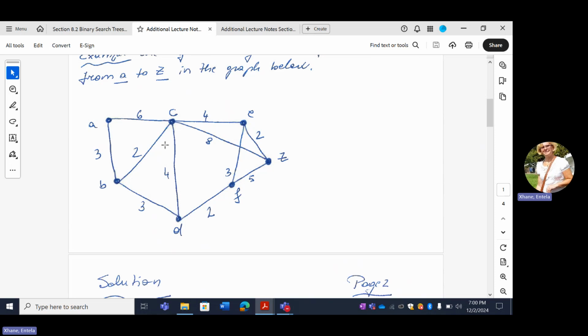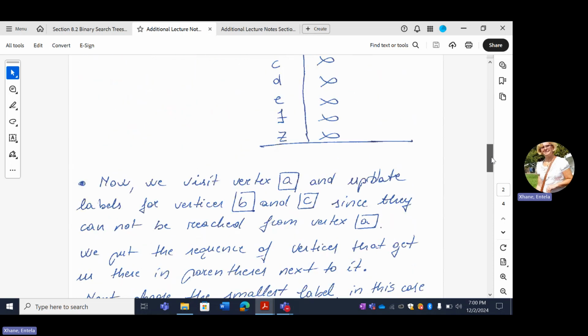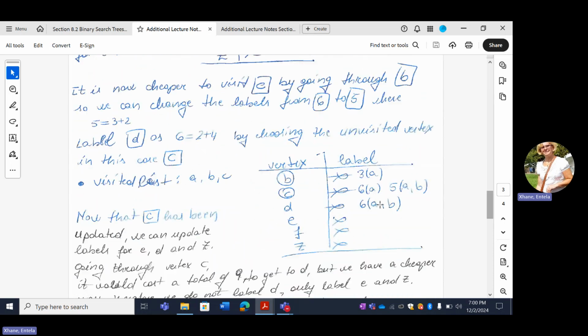That is one option. Or I can do A, B, and then D, and that's 6 units. So therefore, it's the better path. So I'm going to update D as 3 plus 3, which is 6. So I reach D from A and B. So let's go back. I reached D from A and B.